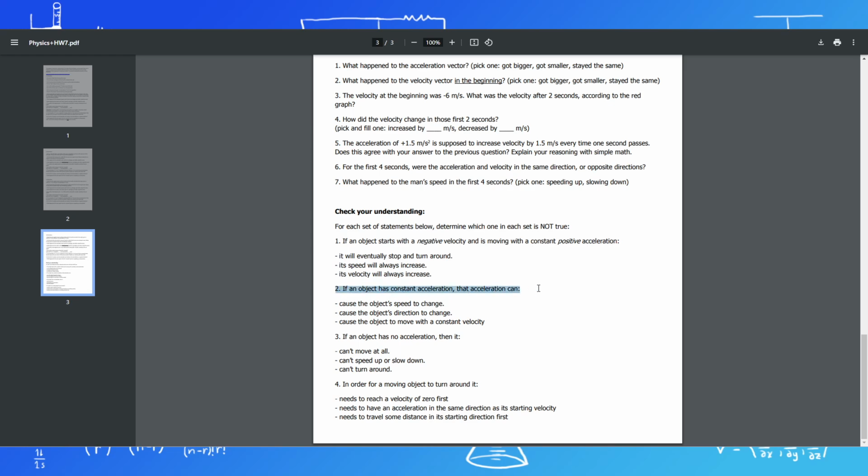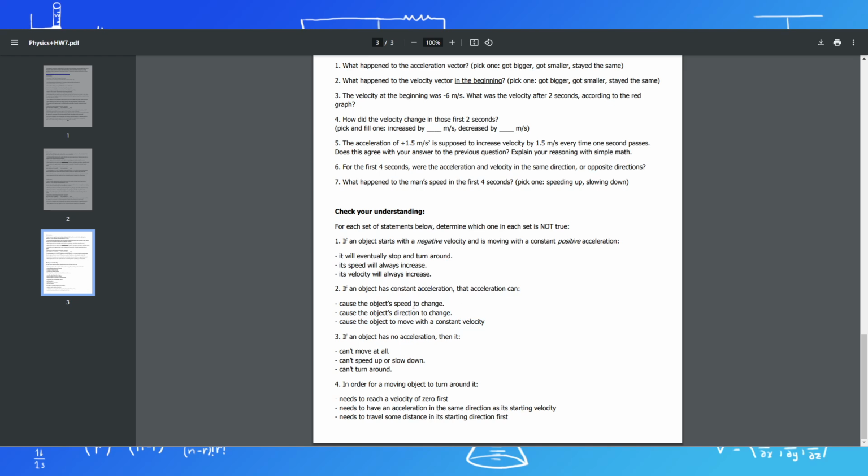Anyway, number 2, if an object has constant acceleration, that acceleration can cause the object's speed to change, cause the object's direction to change, or cause the object to move with a constant velocity. Which of those 3 is false? If you did it at home and you guessed the third one, then you are right. The third one is not true. Remember, determine which one in each set of statements is not true. 2 true statements, 1 false.